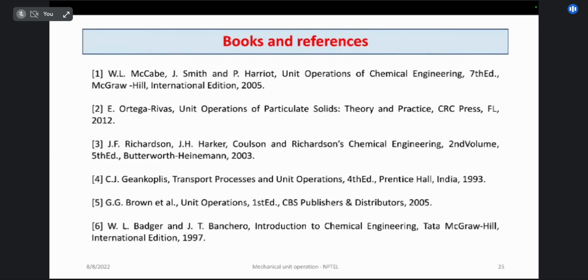Now the books and references are the same books we are using: McCabe Smith, Ortega-Rivas and Coulson Richardson, and there are many more you can go for. Examples are used from these three books.